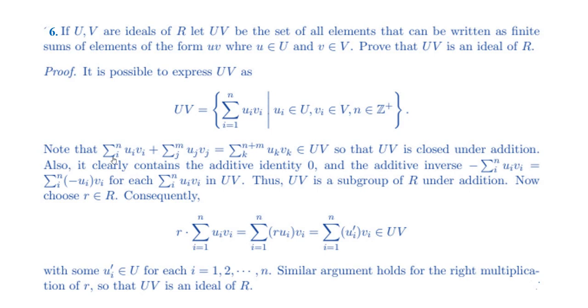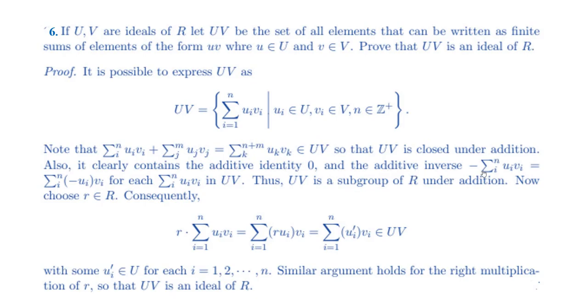Now, if you consider summation Ui, Vi and summation Uj, Vj, that we have finite sums, that is all. So when we add them up, this is what we get. It will again be a member of UV, so that this is closed under addition. And 0 can be written as 0 into 0. How many times we want, we can have it.